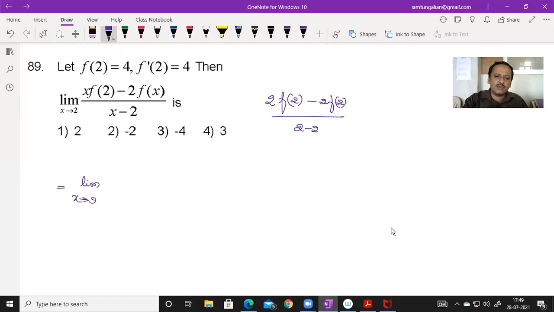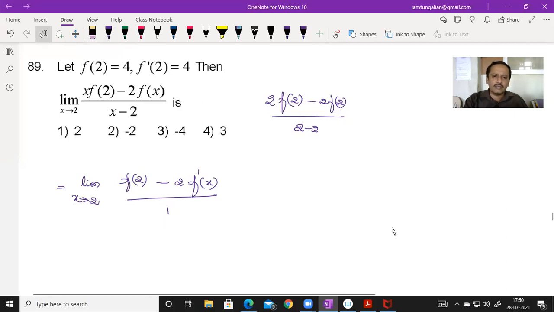If it is 0 by 0 form, then we can think of L-Hospital's rule. So differentiate this. Here, x into f of 2. In this, f of 2 is constant. It will remain as it is. Derivative of x is 1 minus 2 into f of x. Derivative of f of x will become f dash of x divided by x minus 2 is there, whose derivative is 1. Okay. Apply the limit now. f of 2 minus 2 into f dash of 2. This is what we get when we apply the limit.